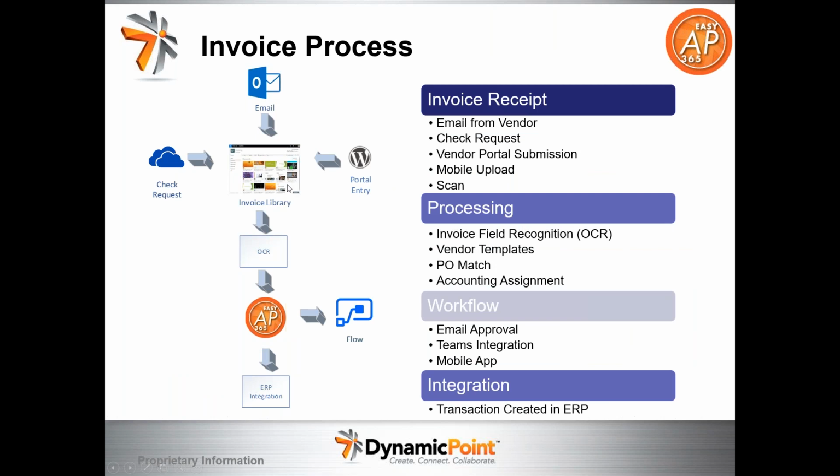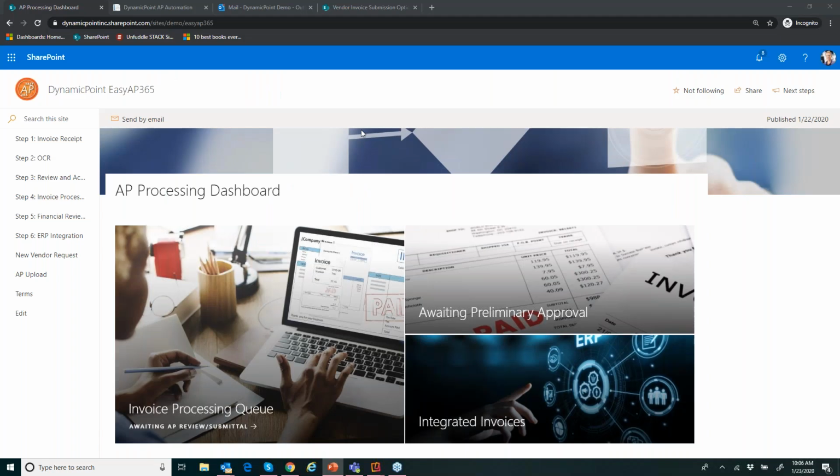So again, here's just the process in detail. Various invoices coming into the library, submission to OCR into our product, we're leveraging Flow, and then lastly, the ERP integration. So just a different way to look at it, but the various steps of the invoice process that we plan to cover today in the demo. So I think we've done enough slides. Let's go ahead and look directly at how these options work.